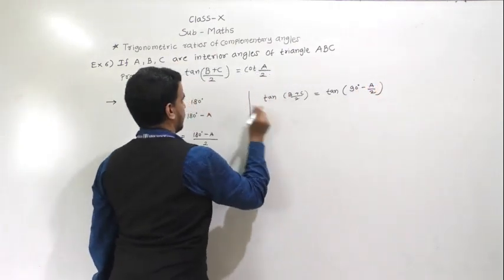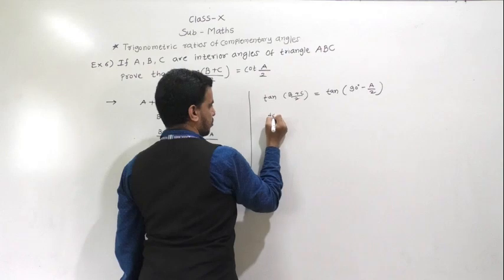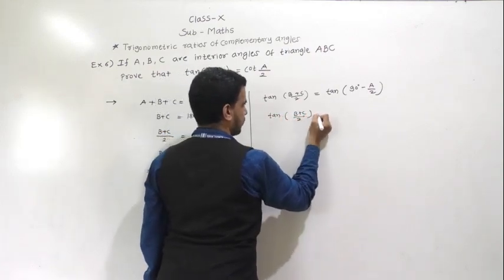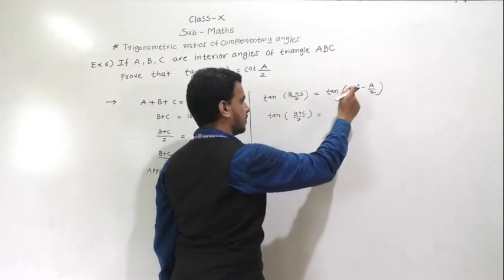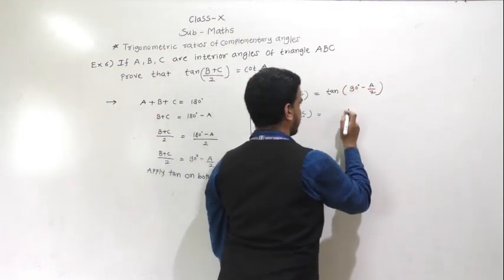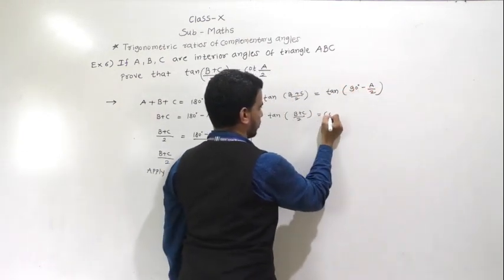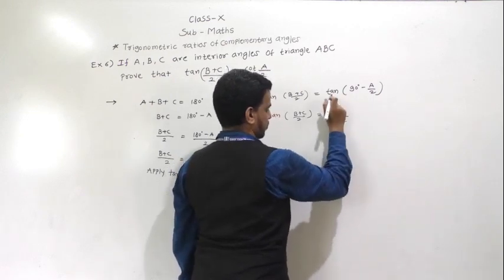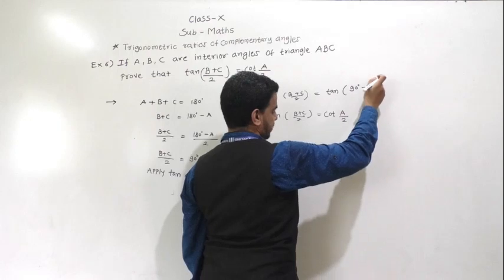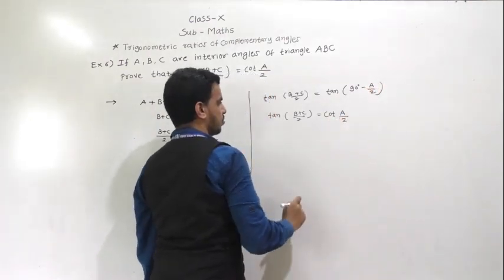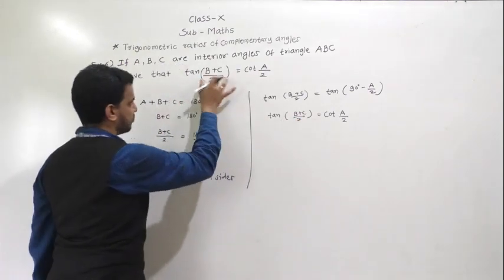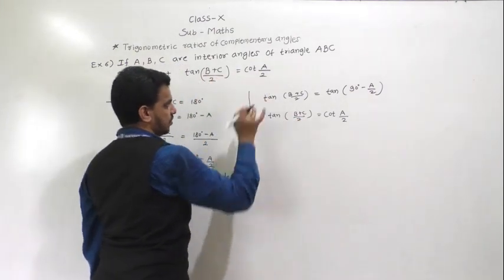Now tan of (B plus C) by 2, keep as it is, is equal to tan(90 minus theta). So tan(90 minus theta) is cot theta. Here theta is A by 2, so that is equal to cot A by 2. So we proved here tan of (B plus C) upon 2 is equal to cot A by 2.